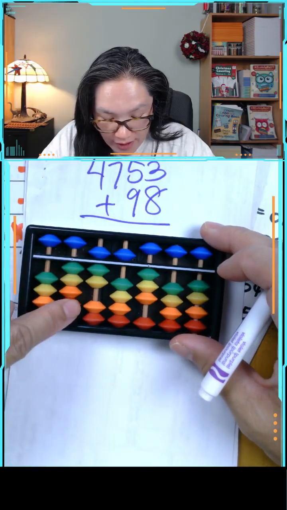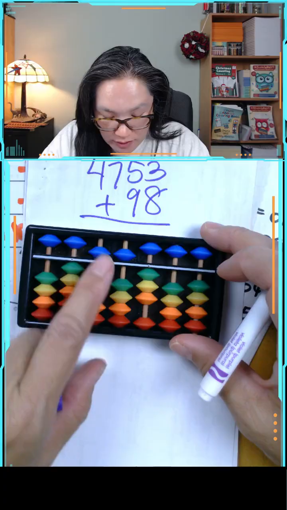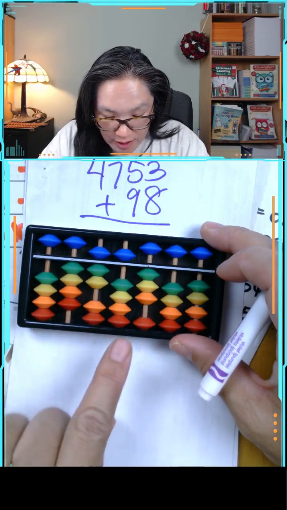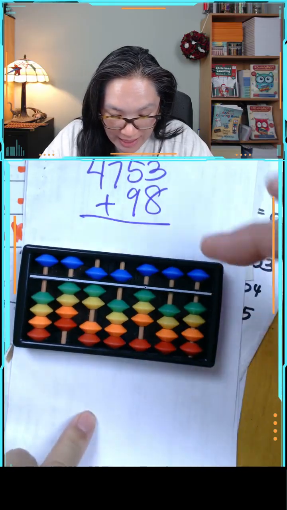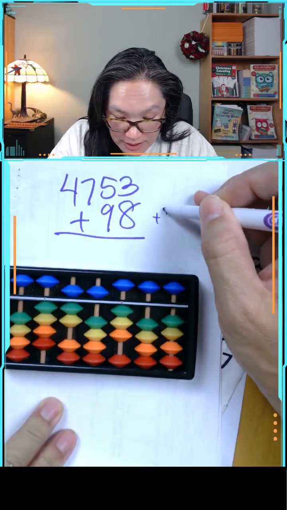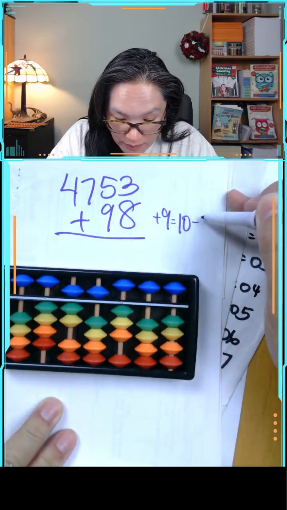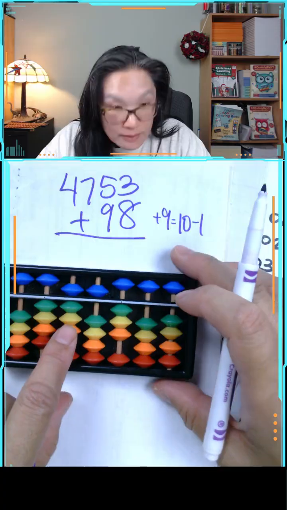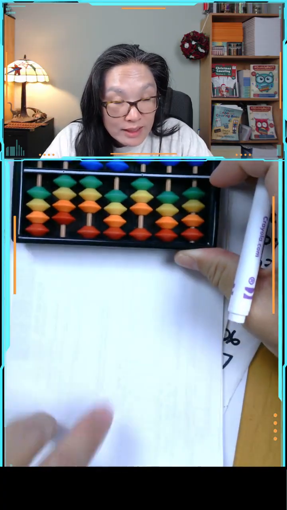We have 4,753. I'm sorry, 4,753. And then we want to add the 9. When we add the 9, what do we do? Plus the 9 equals plus the 10 minus the 1. So we plus the 10, right? And we need to minus the 1.